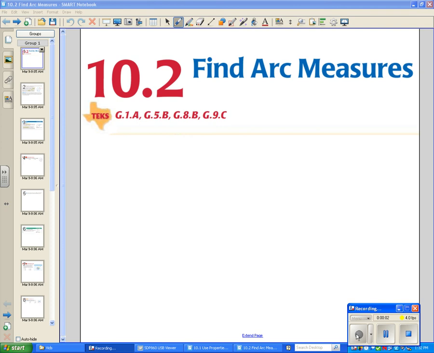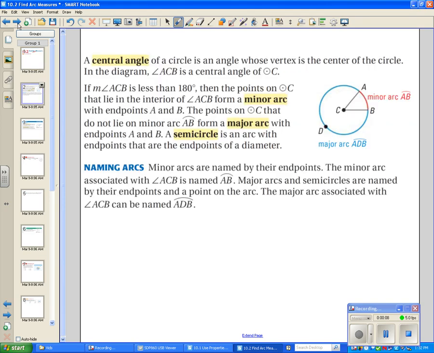10.2 is pretty easy stuff. It's just finding arc measures of circles. Arc measures of circles. Let's do some of those. First, we need to get into identifying some terms.